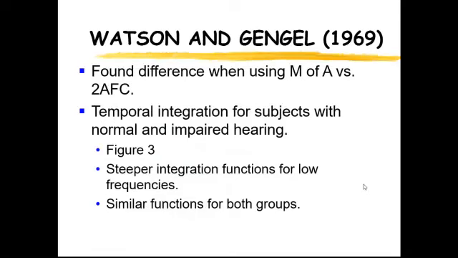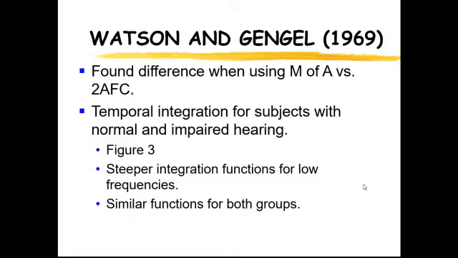So there was a famous study that was done by Watson and Gengel in 1969, and they found the difference in duration perception using the method of adjustment, which we learned about a couple of weeks ago, versus a two-alternative forced choice procedure. And they looked at temporal integration for subjects with normal hearing and impaired hearing. And I have this paper attached to the last page of your interactive module, so you can look at that and read through it.